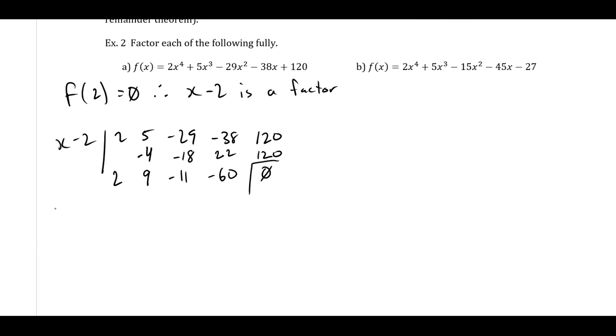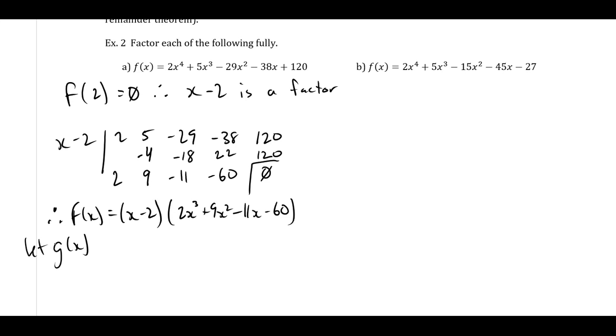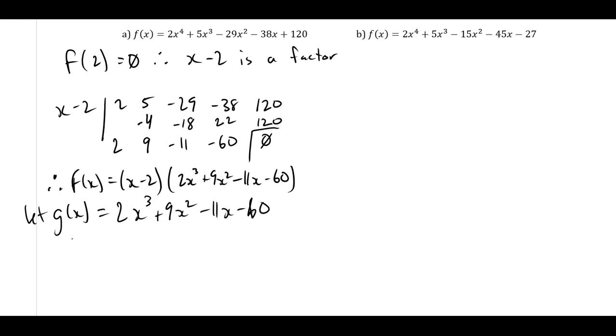Okay, so what does this mean? This means that f of x equals x minus 2 times 2x cubed plus 9x squared minus 11x minus 60. All right, now we're not done because we've got to keep factoring. So we're going to let g of x equal this. We'll use the remainder theorem and factor theorem to find a factor of that.